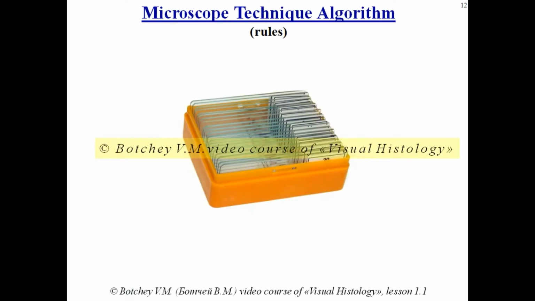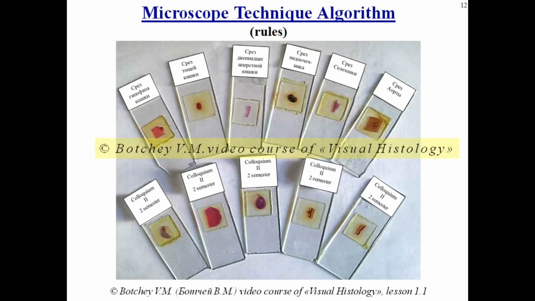First of all, visually estimate the quality of the histological slide. Take a glass slide from a box and, in sufficient light, inspect it visually. It should be whole, without damage and cracks. The tissue section should be thin, contrast-stained, and without artifacts.